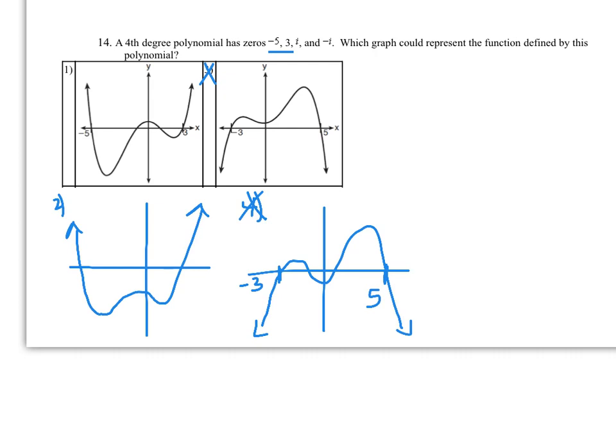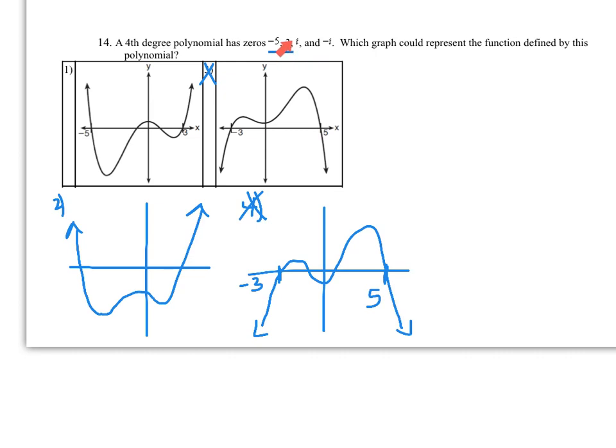Now, look at choice 1, though, and compare it to choice 2. Okay, choice 1, not only does it have a 0 at -5 and 3, it also has another 0 here, some negative number that's closer to 0, but I don't know, that could be -1 or it could be -2 or something like that. And over here, it has another 0 that's a positive number, something between 0 and 3.